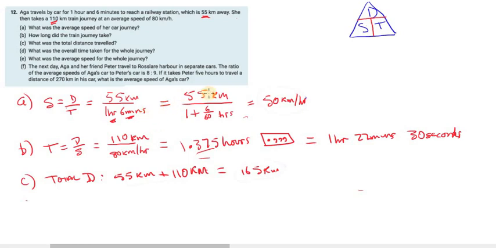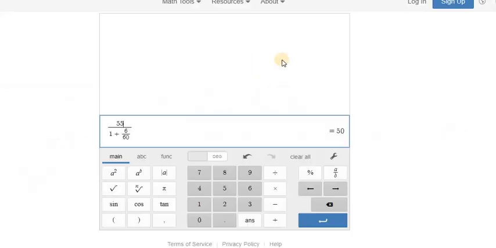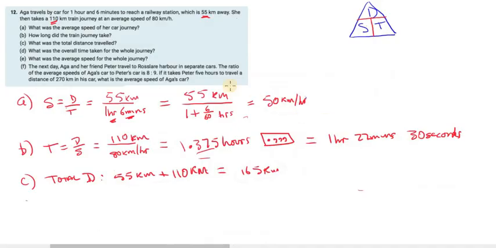So this is equal to 55 kilometers divided by 1 plus 6 over 60. Okay, that's how you convert minutes into hours. 6 over 60 is going to give you that. So if I then go to a calculator, we can do this. Okay, so here's the calculator. 55 divided by 1 hour plus 6 over 60, which is equal to 50. So your calculator will work in a similar way. So 50 kilometers per hour, that's the speed.